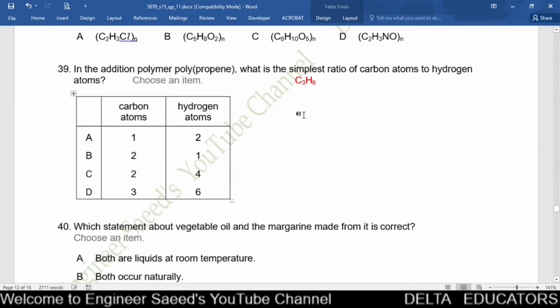Now if we check the options, in option A the ratio for carbon is given as 1 and for hydrogen the ratio is given as 2. Here it is in the ratio of 1:2. So here the correct option will be option A.